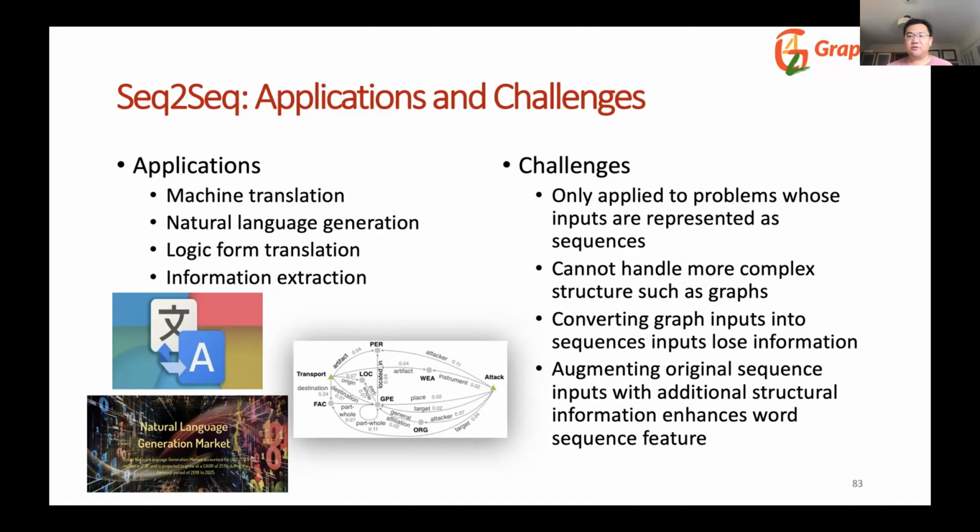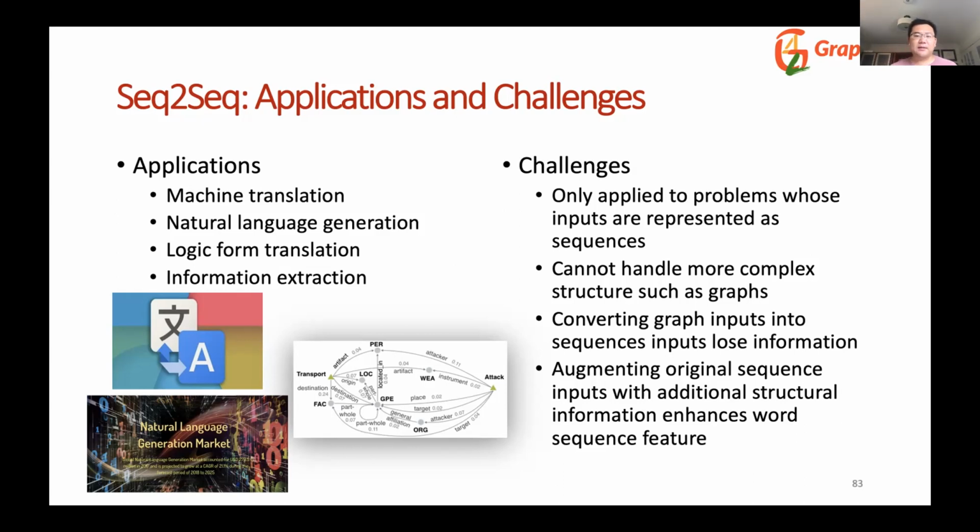Originally, it was proposed for machine translation, for example, to translate English to French. But later people found that this type of learning framework is very useful for other tasks as well, for example, natural language generation, translation, and information extraction.